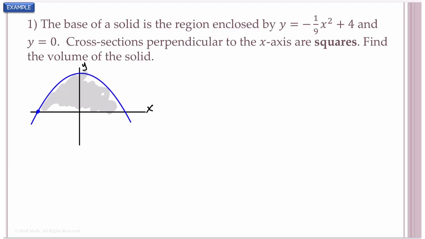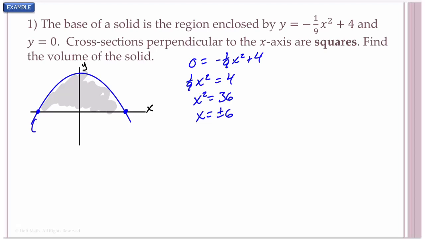We need to find these points of intersection where this parabola crosses the x-axis, so those are your x-intercepts or your zeros. You can find them simply by setting your parabola equation equal to 0, and we get plus or minus 6. So this is negative 6, 0, and over here is 6, 0. So remember, one slice is going to go from the parabola down to the x-axis there.